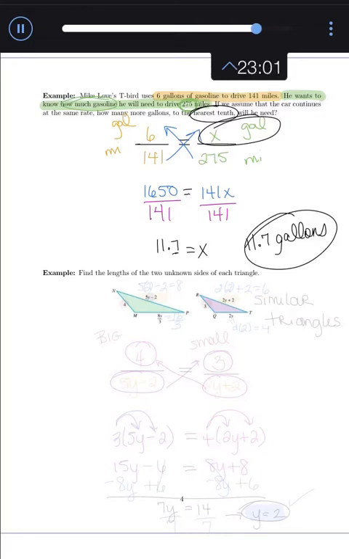Now, this last problem might appear to be different, but it's actually not, because you have two triangles. They're called similar triangles. Why are they called similar triangles? Because they look similar. They look the same. So they're just stretched out versions of one another. So they're called similar triangles. When we have similar triangles, we can actually compare them using a proportion. You just have to match up the corresponding sides of the triangles.